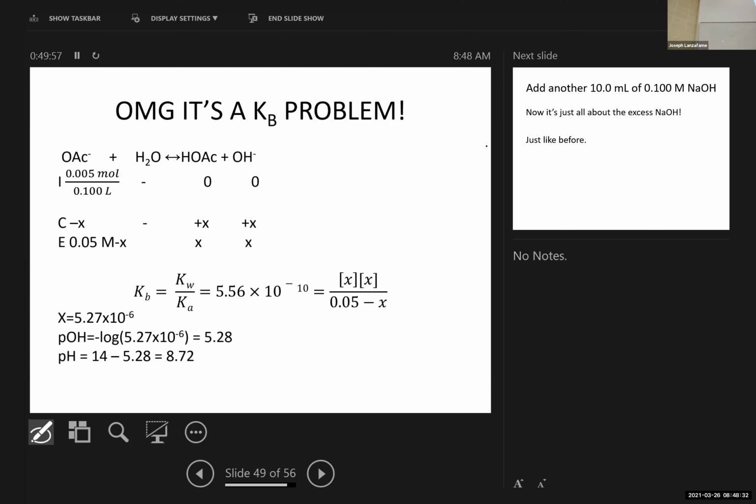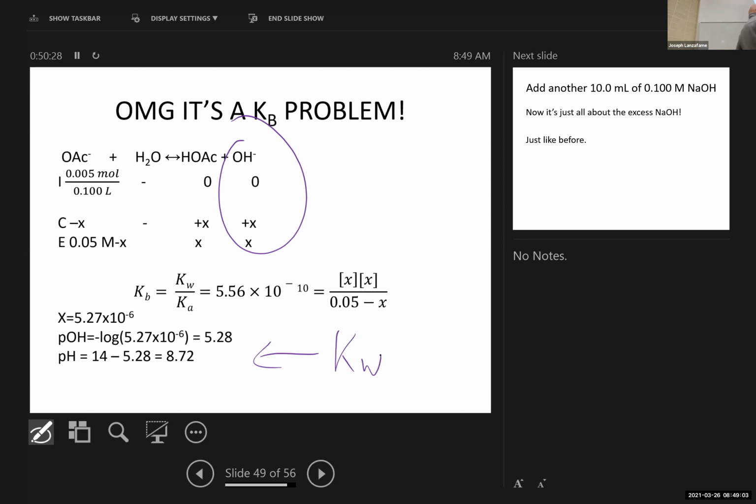And so, as always, all equilibrium problems have 3 parts: balanced equation, ICE chart, K equation, solve. And if I do that, and hey, my assumption works, assume x is less than 0.05, cross multiply, take the square root, I get 5.27 times 10 to the minus 6, right? Which again is a concentration of hydroxide, as is usually the case.